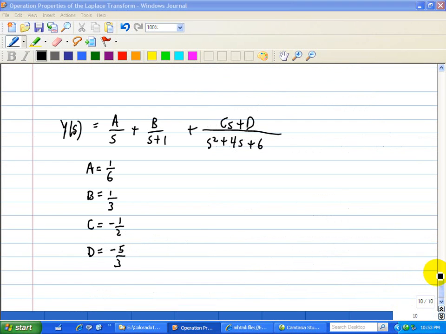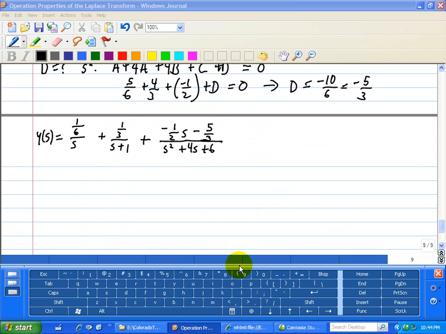Now, to save time in this partial fraction expansion, it can be shown that a is equal to 1/6, b is equal to 1/3, c equals -1/2, and d equals -5/3. Now, calculating the coefficients that we just did and substituting into Y of s, we have 1/6 over s plus 1/3 over s plus 1 plus negative 1/2 s minus 5/3 in the numerator, all over s squared plus 4s plus 6. But we did this earlier.